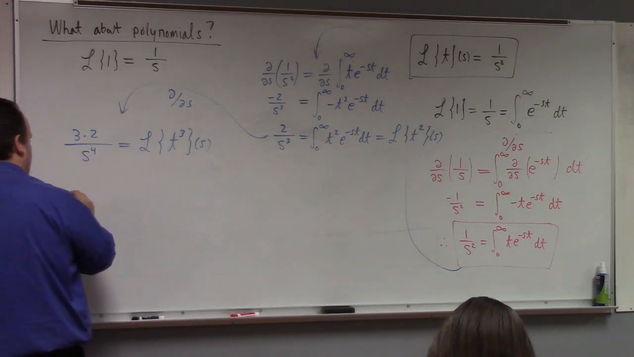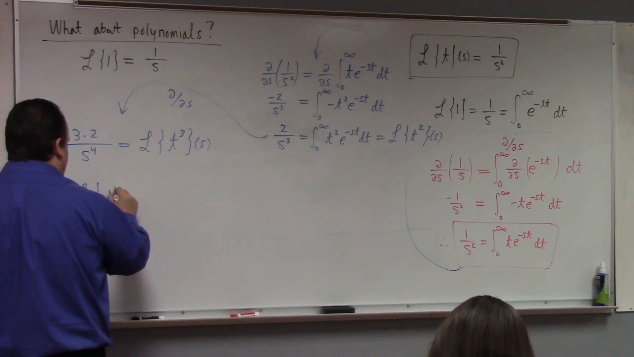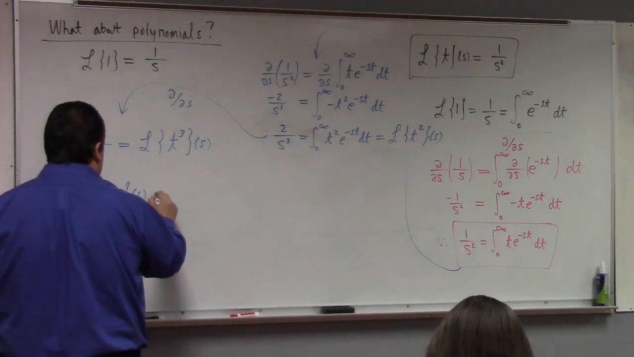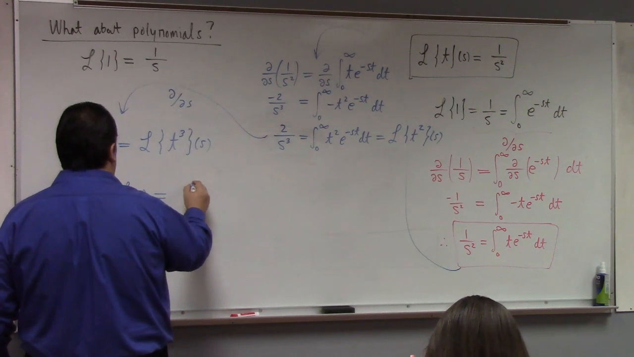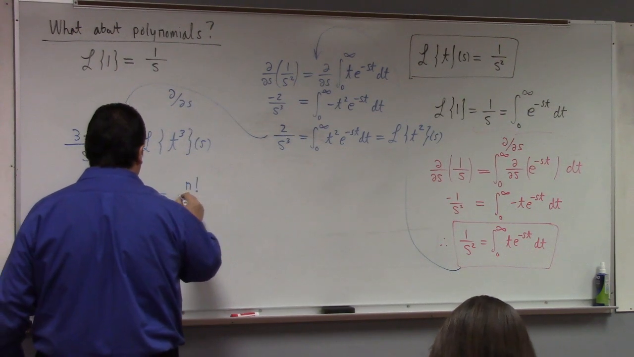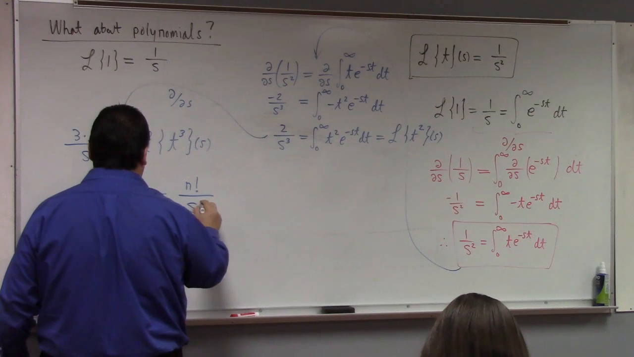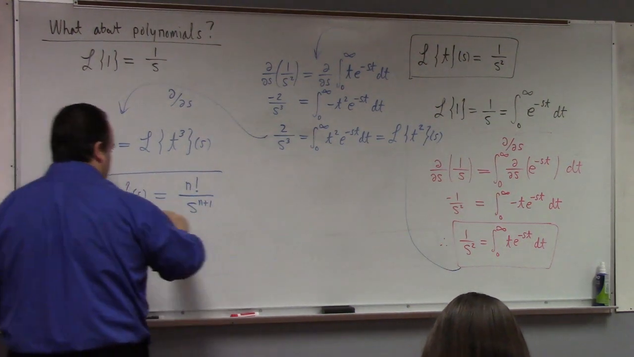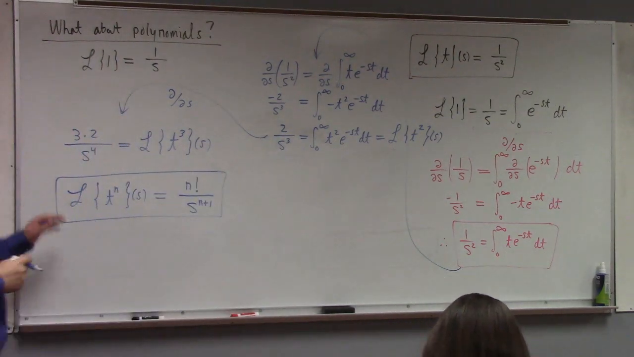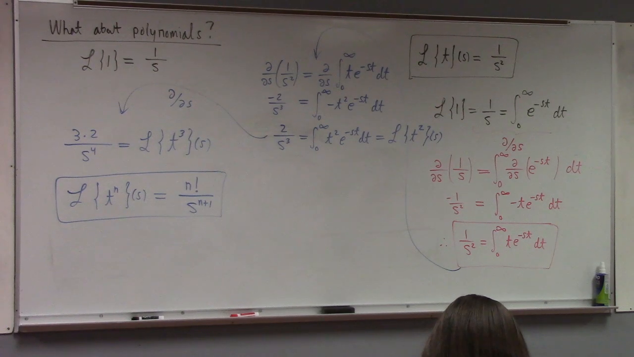And so generally speaking, the Laplace transform of t to the power n of s is equal to what? Apparently n factorial divided by s to the power n plus 1. Hooray! So there you go. That's the Laplace transform of t to the n. And I narrowly avoided the problem of doing integration by parts n-fold times, right?